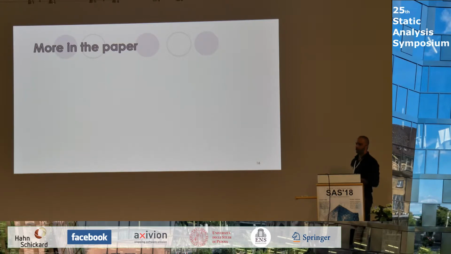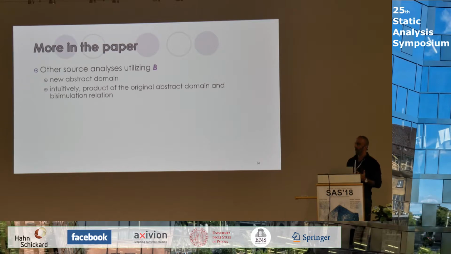So in the paper, we have two other analyses that we formulated on the source that use bisimulation, and those analyses are of a more theoretical nature, but what's interesting about them is that they are defined in terms of combining the bisimulation and the original abstract domain. So basically, we formulate a new abstract domain that can intuitively be thought of as a product of the original abstract domain and the bisimulation relation. And also in the paper, you can define widenings.